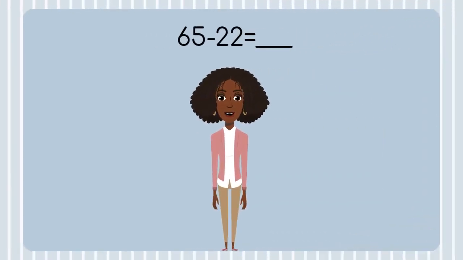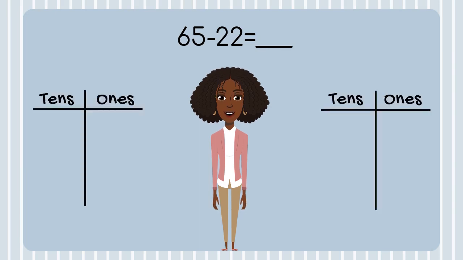Let's try another one. This time I'll need some help. Here's our equation, 65 minus 22. I'll create our two place value charts. First, let's put our numbers into our place value chart. Next, we need to model our equation. Which number will we model with place value blocks?